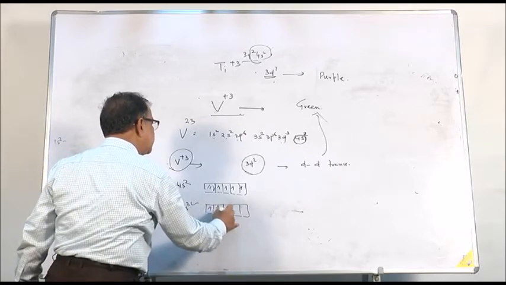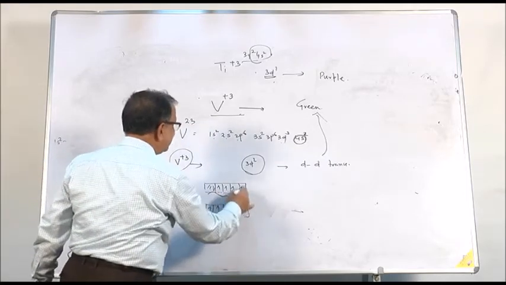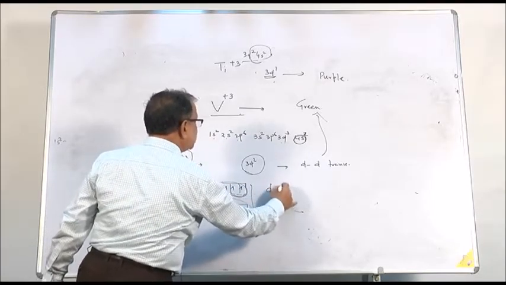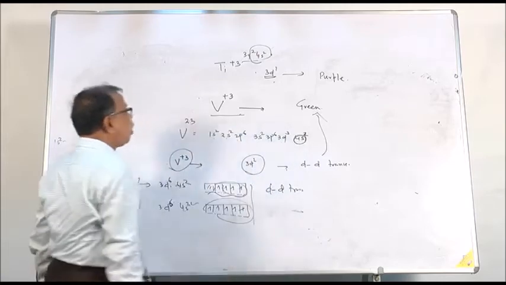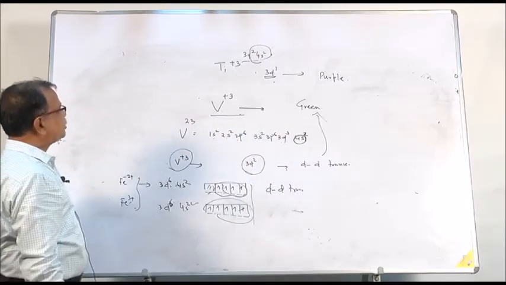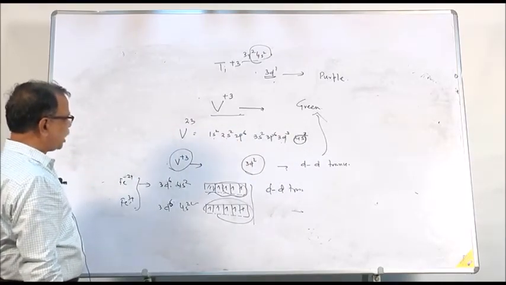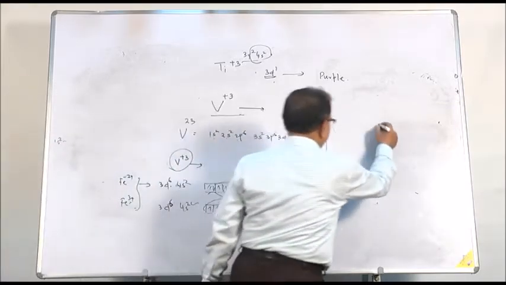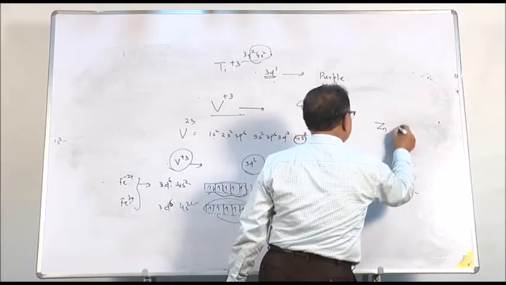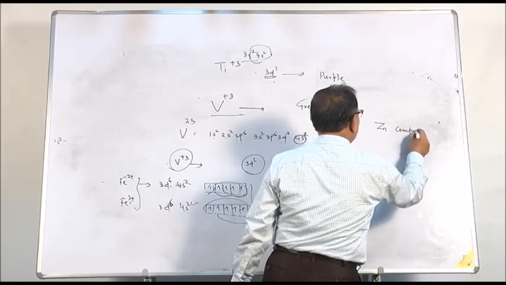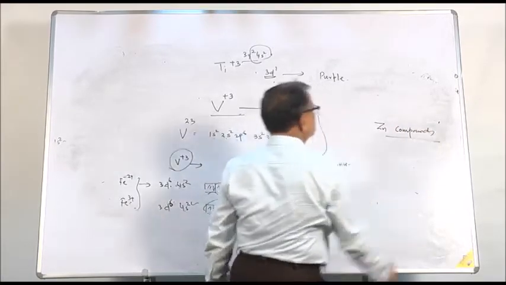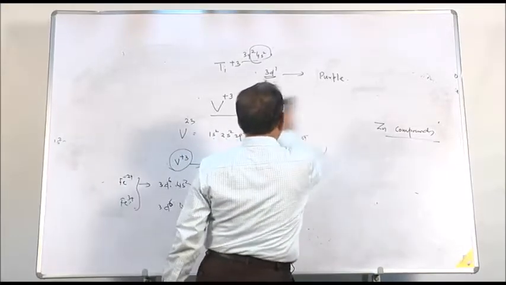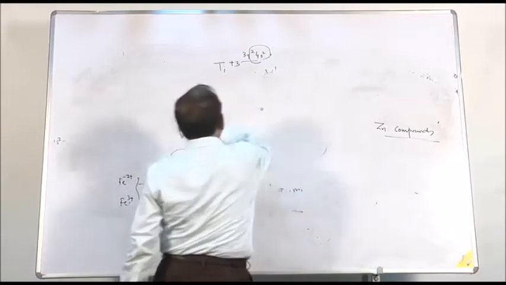1, 2, 3, 4, 5. So you find it contains 4 unpaired electrons, or 5 unpaired, so d-d transition is also possible. And due to d-d transition, most of the transition metal compounds are colored. Now, are zinc compounds colored or colorless? Questions sometimes ask why zinc compounds are colorless or colored.